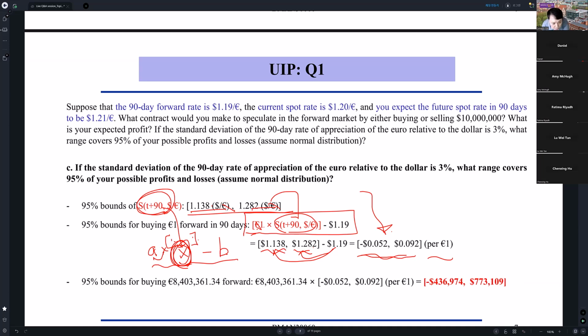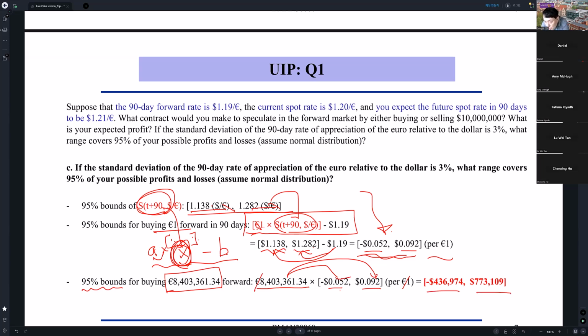Now, this is just the 95% bound for buying €1 forward, but we are supposed to compute the 95% bound for buying this amount of euro forward. You just need to multiply the whole amount to each lower bound and upper bound. So this is for per €1. So euro will be canceled. You just multiply this, you get lower bound and upper bound.